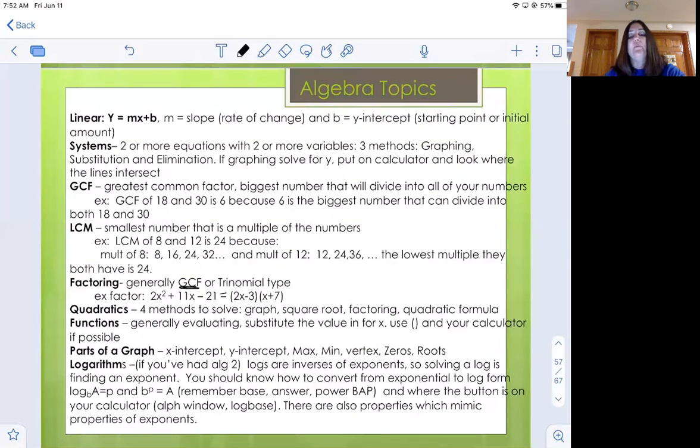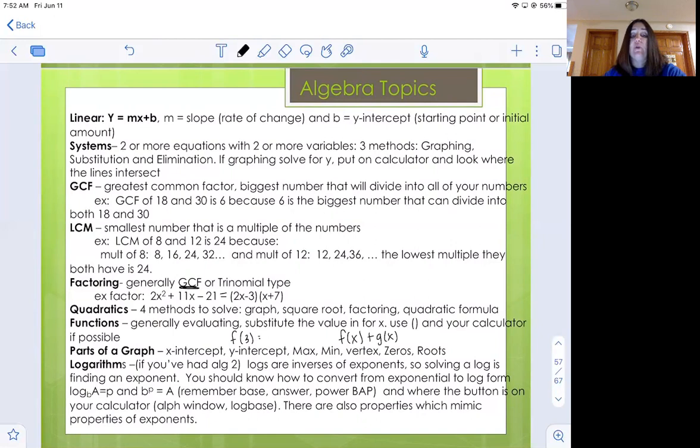Functions, this is substituting a value for x. So evaluating, say, finding f of 3 in a function. That might be something that they're looking for. You may be able to use the calculator to do this. This also may be saying, what is f of x plus g of x? Combining functions, and so on and so forth. So that is a possibility in the algebra part as well.